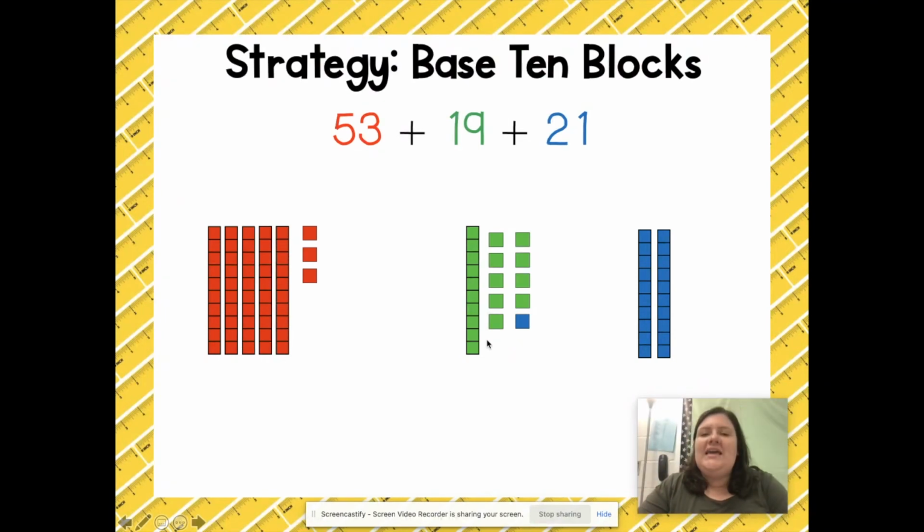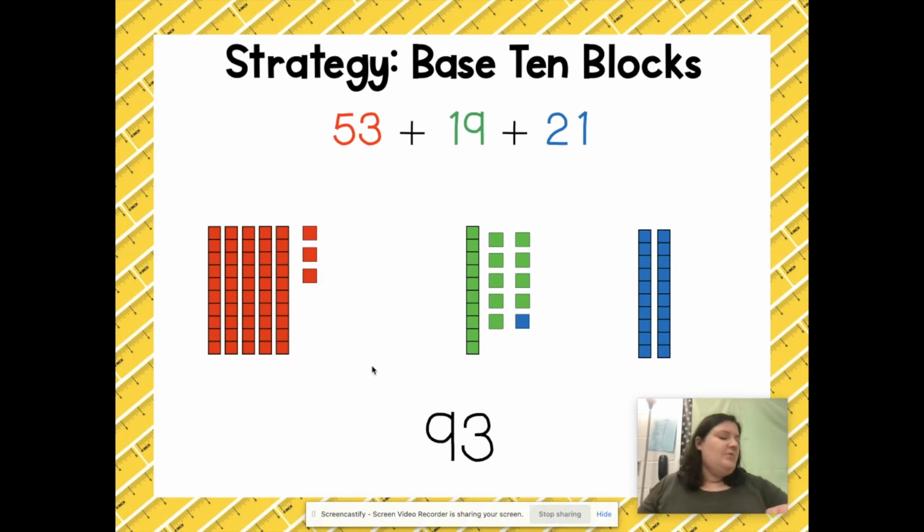Now, to figure out the answer to this question, all I need to do is count up. So I'm going to count up my 10s. I have 10, 20, 30, 40, 50, 60, 70, 80, 90. And then I need to count my ones pieces. I'm not going to count these ones right here because I made a 10 out of these. So I have 91, 92, 93. Meaning our answer for 53 plus 19 plus 21 is going to be 93.